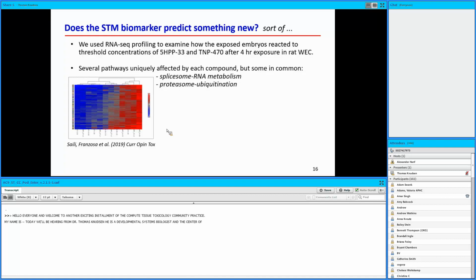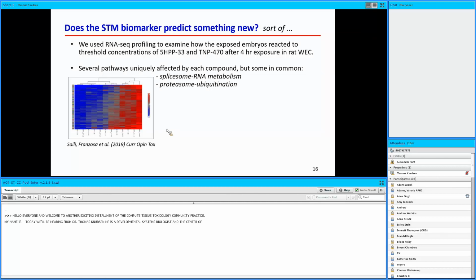So from this work, we can ask, does that biomarker predict something new? So, getting more mechanistically into what's going on. The biomarker had applicability for predicting the effect. Can we learn something new from that prediction?